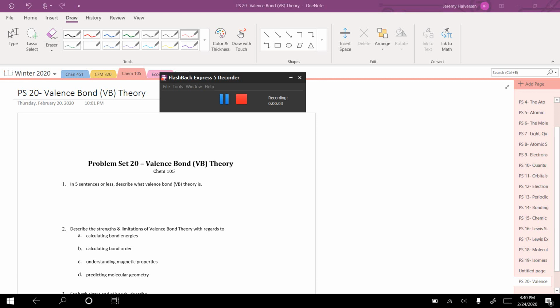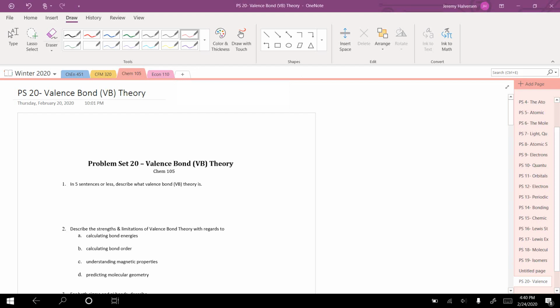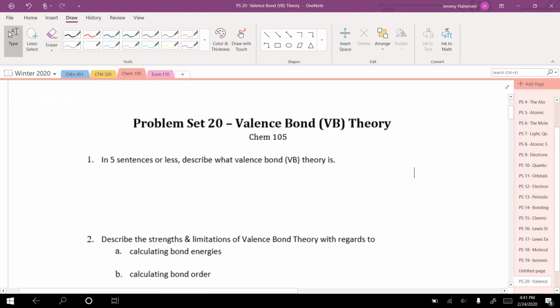Alrighty, this is problem set 20, where we're going to start talking about valence bond theory. Question number 1 asks, in 5 sentences or less, describe what valence bond theory is. So just really briefly, valence bond theory is one theory of what bonds are, is a good way to put it.